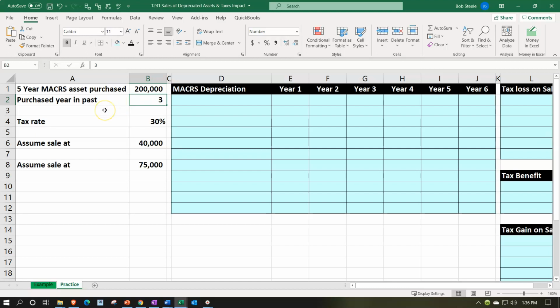So let's consider a 5-year MACRS asset purchased for $200,000. It was purchased 3 years ago, and now we're going to sell it, right? We're going to say the tax rate is 30%, and we assume the sale is either at $40,000 or at $75,000, and we'll calculate the tax implications and the gain or loss that could be applicable to it.